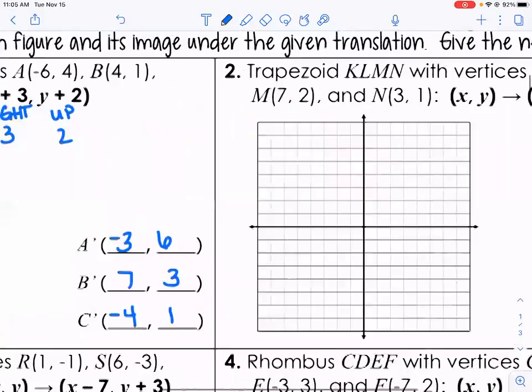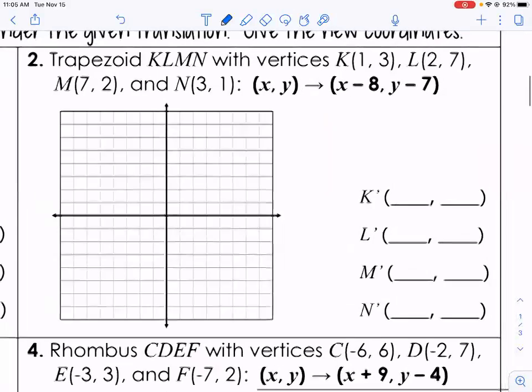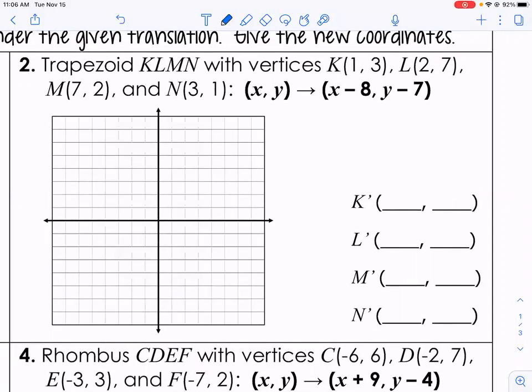All right, let's do number 2 together. I would like you to graph those 4 points, K, L, M, N. It looks like they all are going to lie in which quadrant? Quadrant 1, because they're all positives. Okay. And I have mine graphed up here so you can double check your coordinates with my coordinates. I do ask that you graph this and then stop and wait.